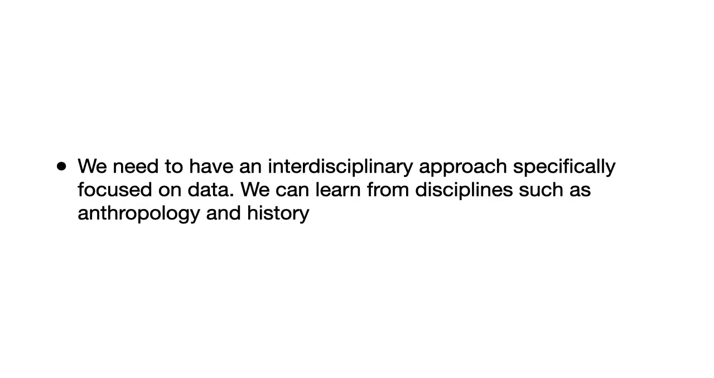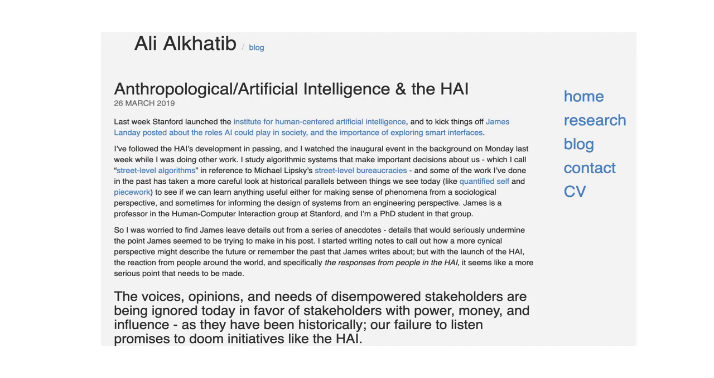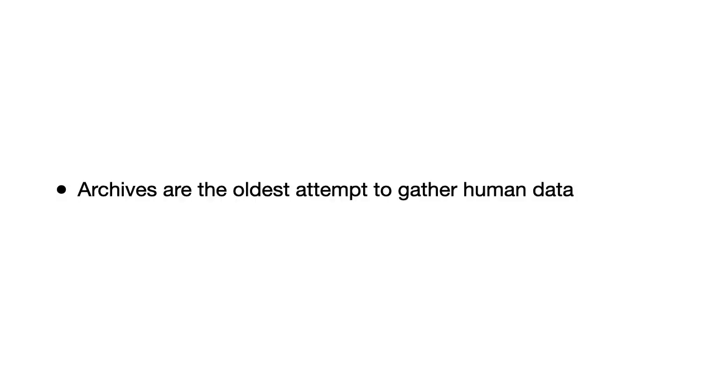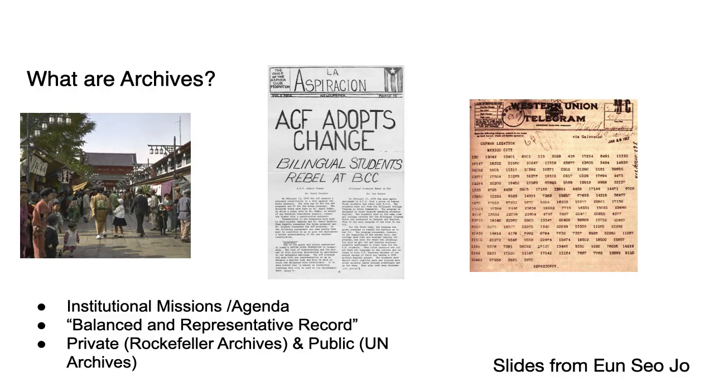So again, we need to have an interdisciplinary approach specifically focused on data because it is the point of entry into many of these systems. So I highly recommend this article by Ali Al-Khatib. It talks about how we can learn from anthropology. But we will really quickly talk about archives. And so archives are the oldest attempt to gather human data, right? And so there are many different kinds of archives.